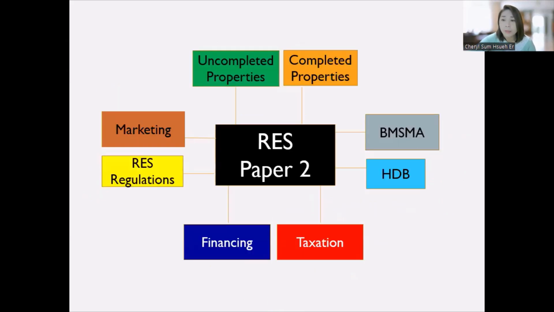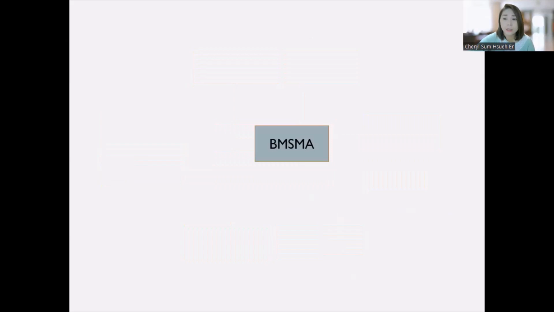Here comes BMSA, which stands for Building Maintenance Strata Management Act. So this one has got to do with strata title buildings. So firstly, after the developer lodges the strata title plan with SLA, we're going to get an MCST number.